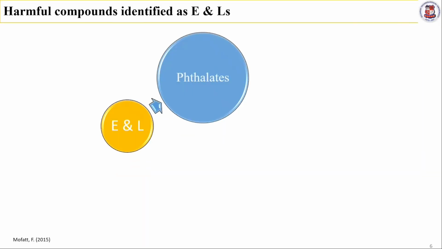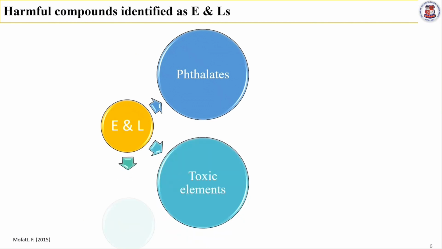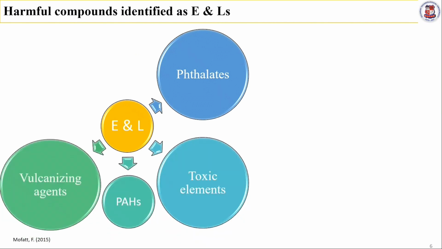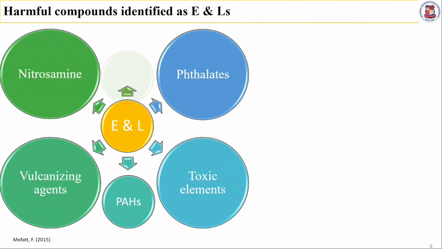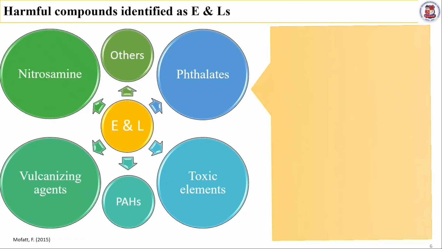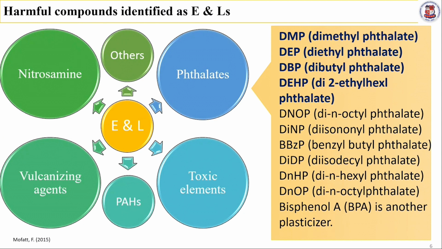So let's see what harmful compounds have been identified as extractables and leachables till now. One category is phthalates, along with toxic elements, polyaromatic hydrocarbons, and nitrosamines. Phthalates are a category of diesters, and very popular compounds are dimethyl phthalate, diethyl phthalate, dibutyl phthalate, and so on. These are all used as plasticizers to make plastic flexible, durable, and consistent.